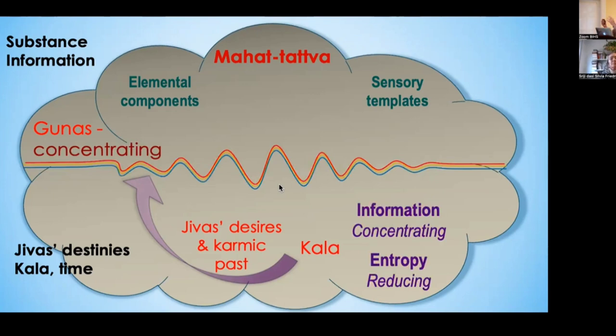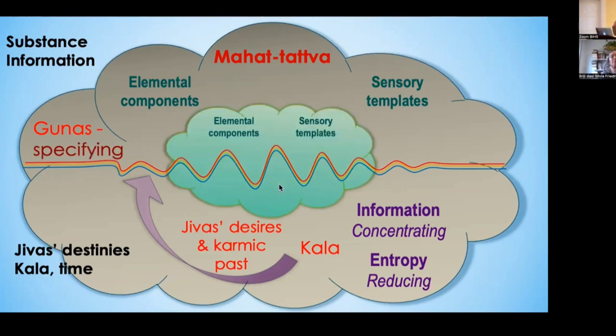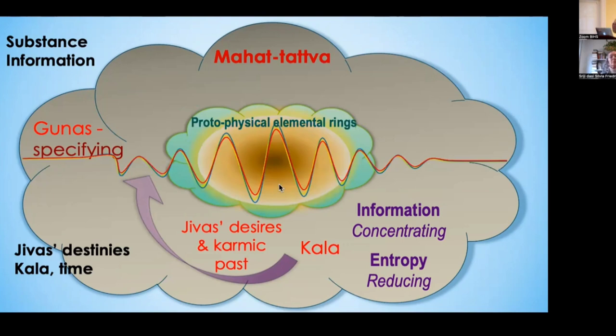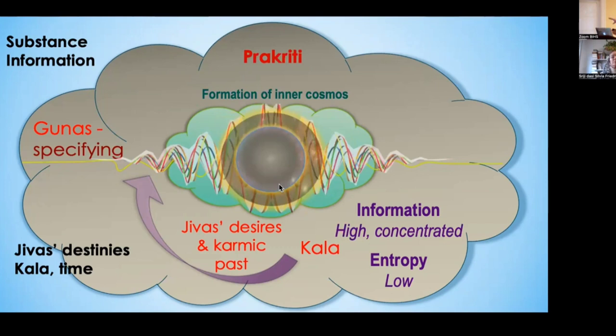And basically what this is, is taking a group of those jivas' karma and concentrating just some of them into one area. And it's just concentrating this until its own little cloud starts to appear, in which it gathers the elemental components and the sensory templates into itself. And from that, the proto-physical elemental rings that were described for the universe yesterday in the film start to appear. And then within that, within this perturbation, as it's getting more and more concentrated, we find a universe.